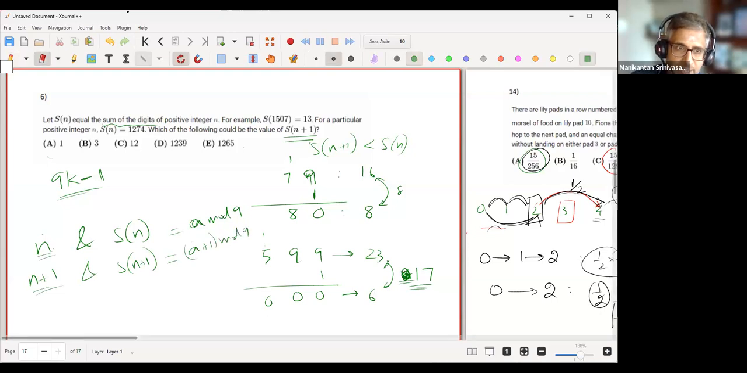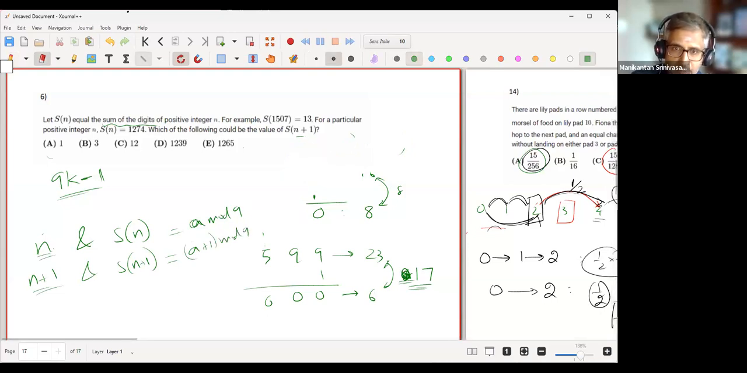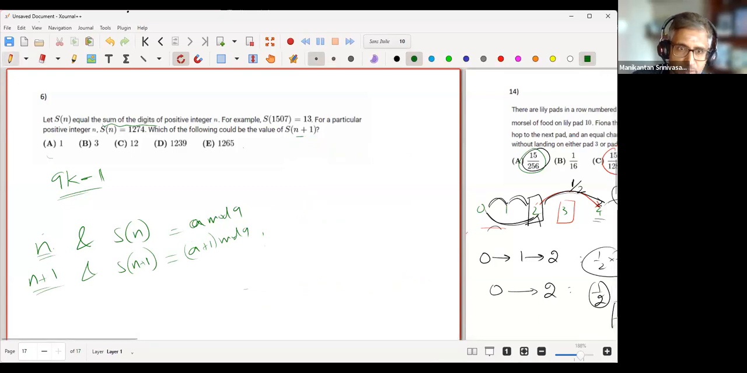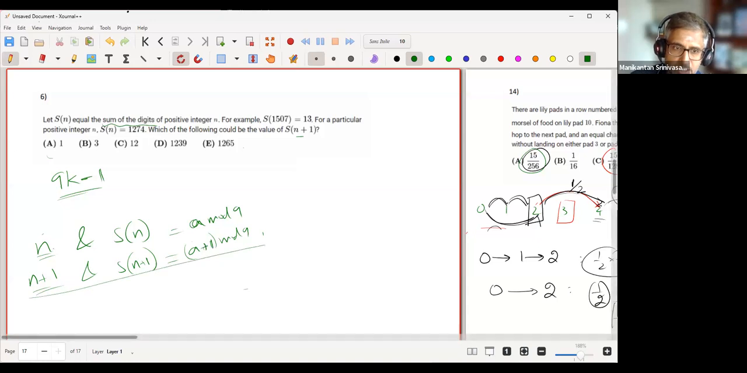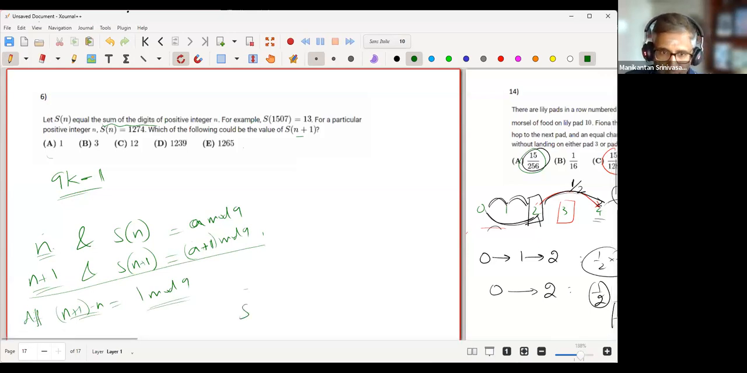Are you guys understanding this? n and n plus 1 are differing by 1, or rather n plus 1 is 1 more. Therefore, n plus 1 will leave a plus 1 modulo 9. Of course, if it goes beyond 9, then you set it back. So the difference between n plus 1 and n is 1 modulo 9. The difference between two numbers is obviously 1, and that's 1 modulo 9. But the difference between s of n plus 1 and s of n is also 1 modulo 9, right?